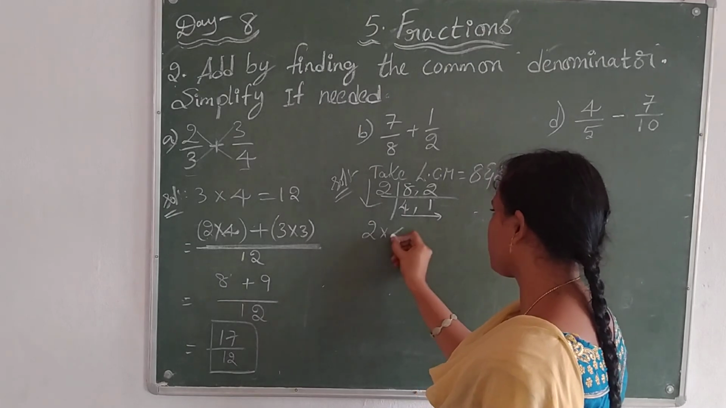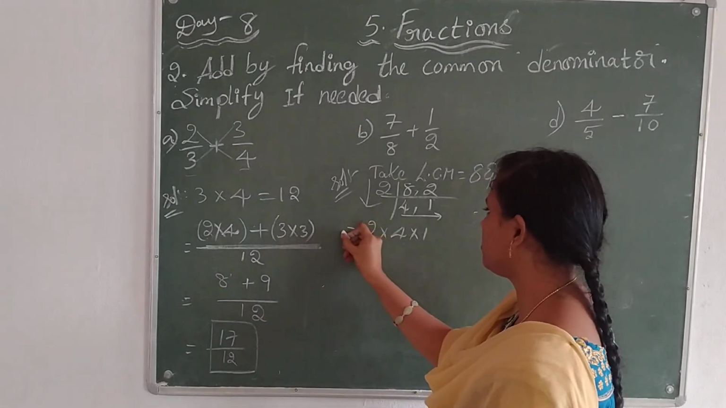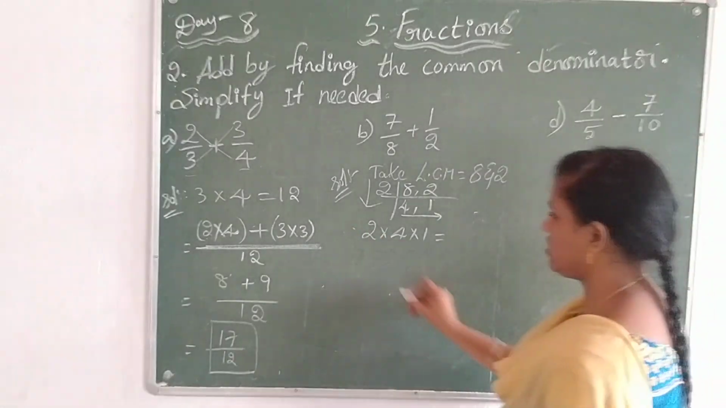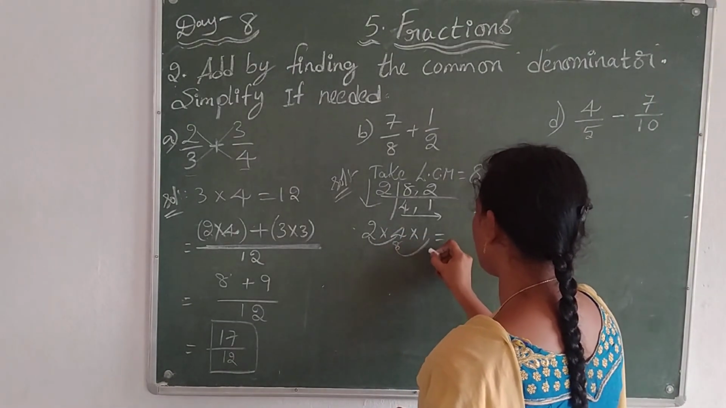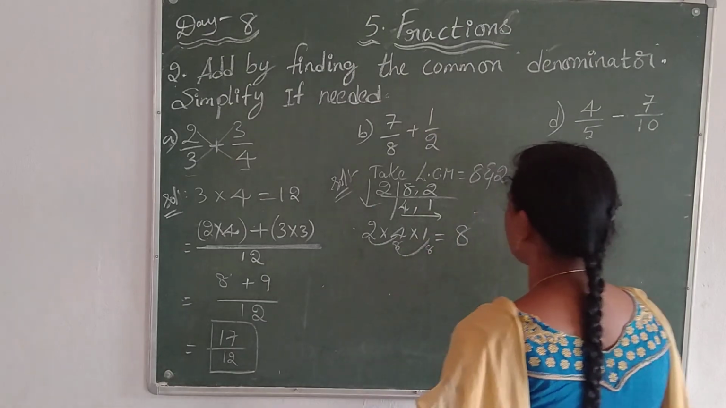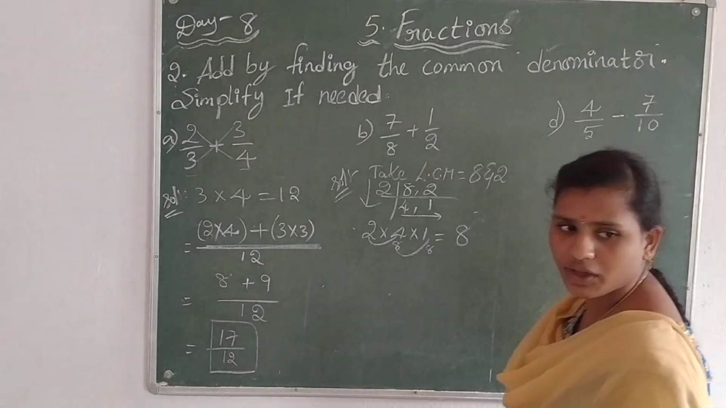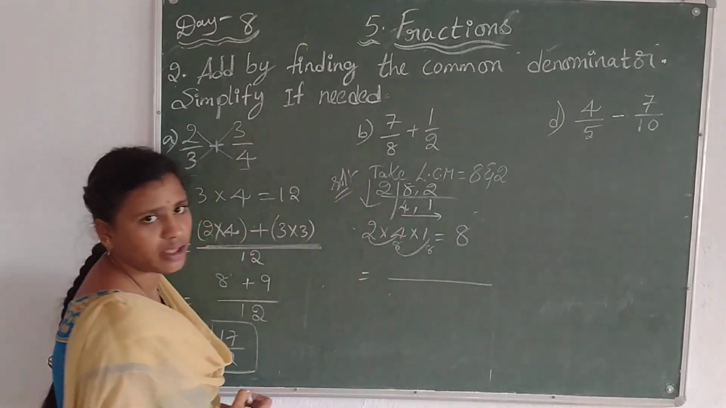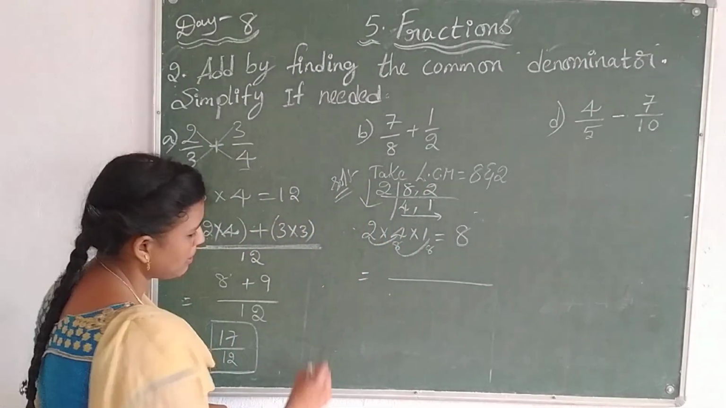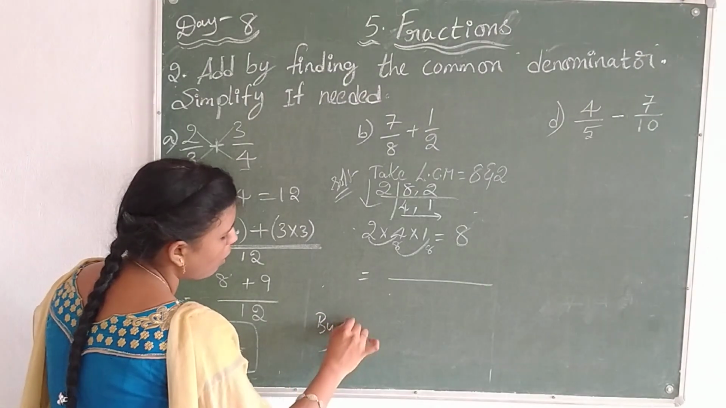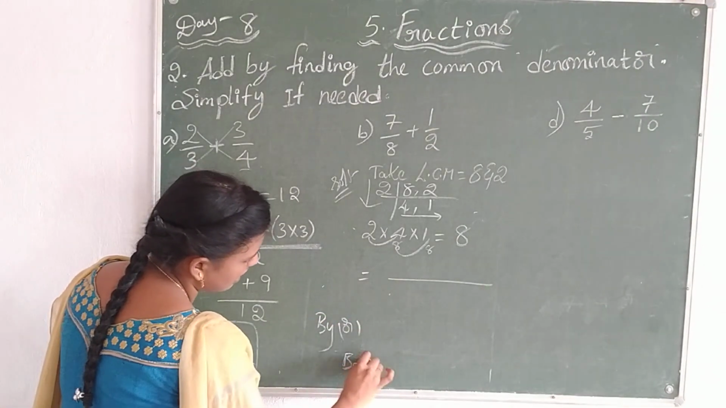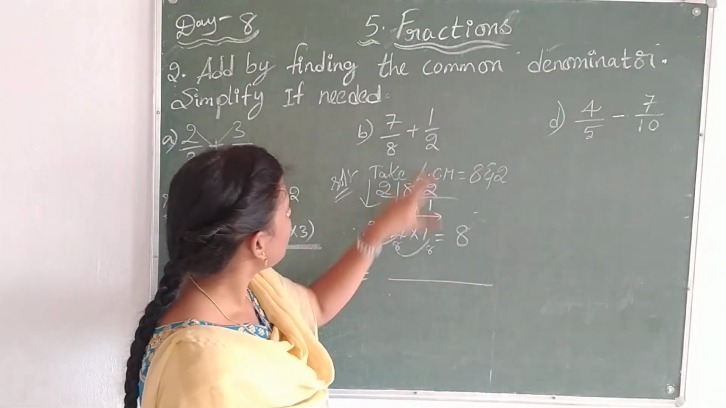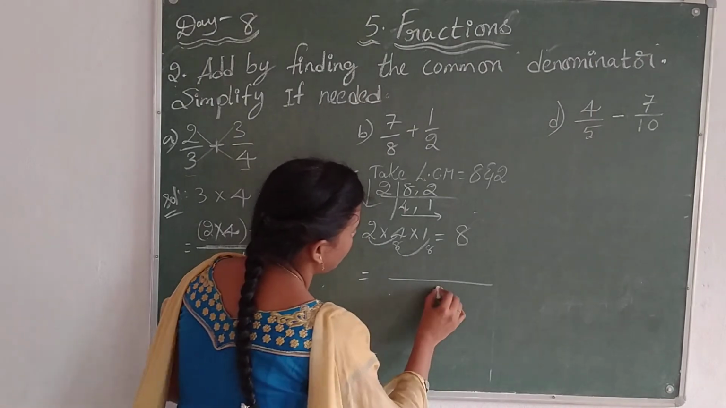2 into 4 into 1 equals. 2 fours is how much? 8. 2 fours is 8, 8 ones is also 8. So the answer is 8. Okay, let's take equal to and take a by or bar, as you wish. Take a bar. Let's take the denominator 8.